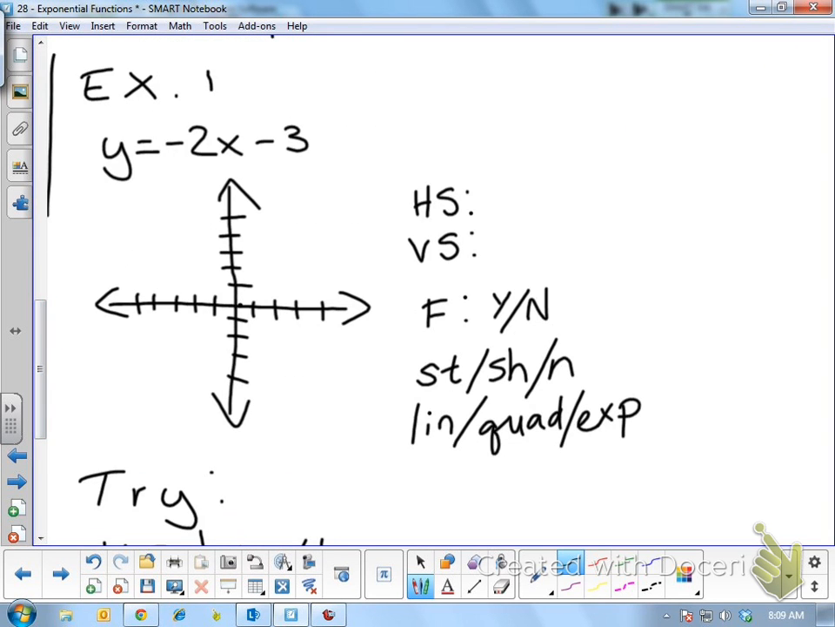So when we do these, we're going to have a graph. The graph will be given to you on the homework. And then you're going to have to write in the horizontal shift, the vertical shift, if it flips or not, stretch, shrink, or neither. And then you're going to have to identify which type of graph you're working with: linear, quadratic, or exponential. I wrote it in once on the assignment. The rest of the time you're going to have to write it in yourself. But I wrote it on the assignment once to give you what I wanted for each graphing problem.